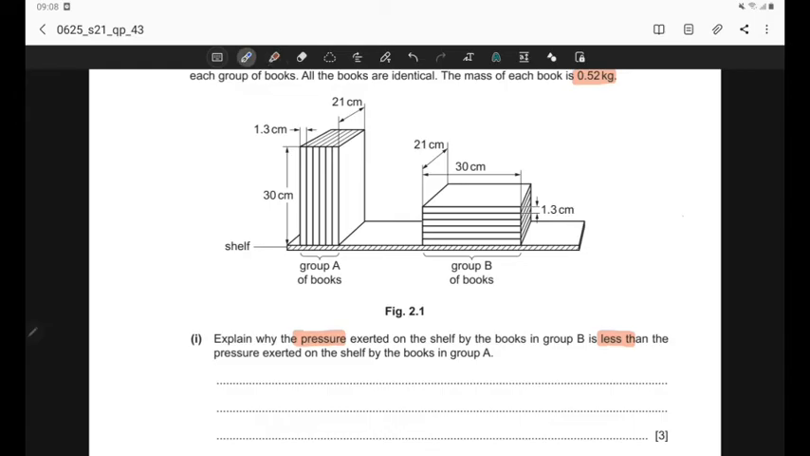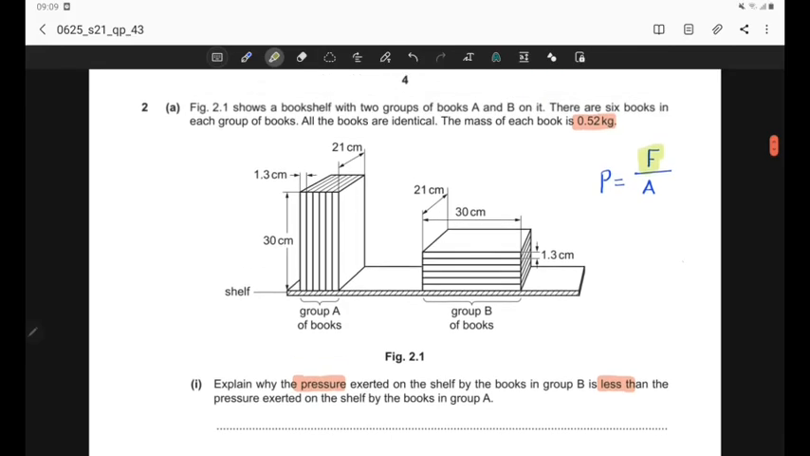In order to answer this question, we can look at the equation of pressure. Pressure exerted on the shelf by the books is equal to the force of these books, force or weight, over the area in which the books are in contact with the bookshelf. And for both sets of books, the force or the weight is the same. As it's mentioned, there are 6 books in each group and all the books are identical. So the force is the same for both sets of books.